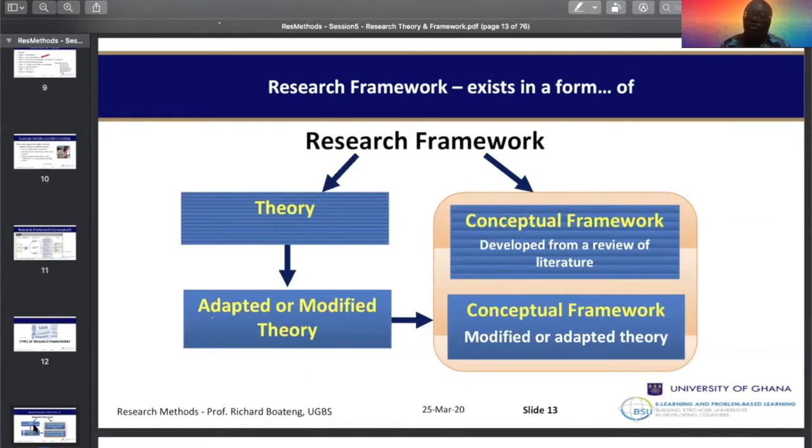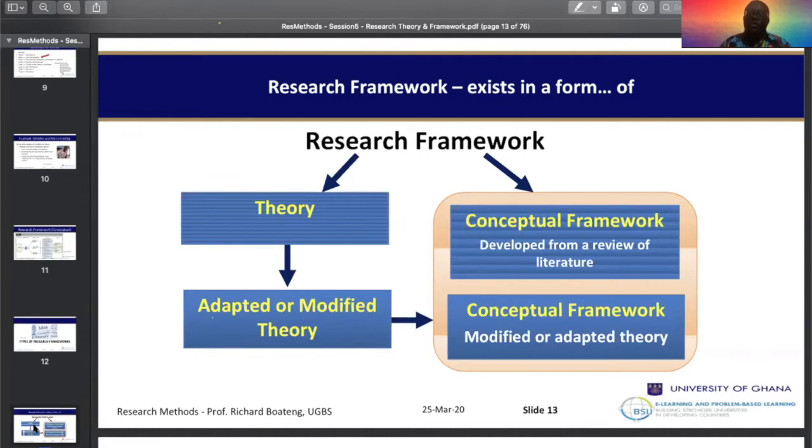Now, as soon as you try to develop something from the literature which has not yet been tested, we usually say that you have moved to a conceptual state because you are now suggesting that this is what could happen in the phenomenon. The same way, when you pick a theory and you modify it and apply it to your work, you actually move from the theoretical state to a conceptual state. The research framework actually lives in a conceptual state. What that means is that it is a postulation of relationships between variables which you are going to apply in your research.